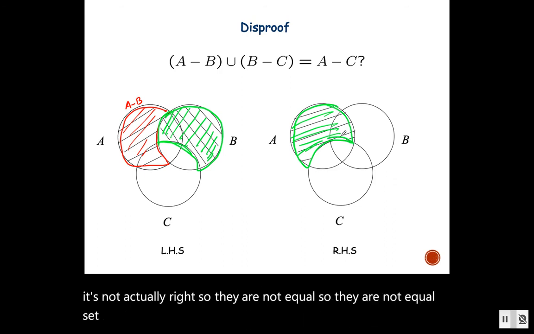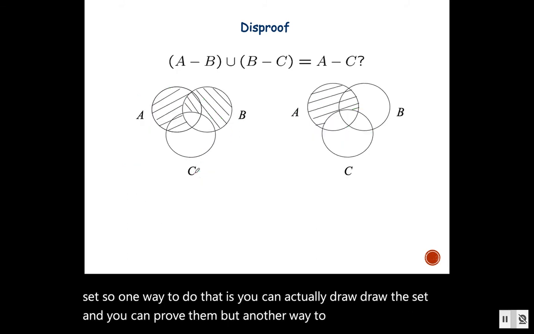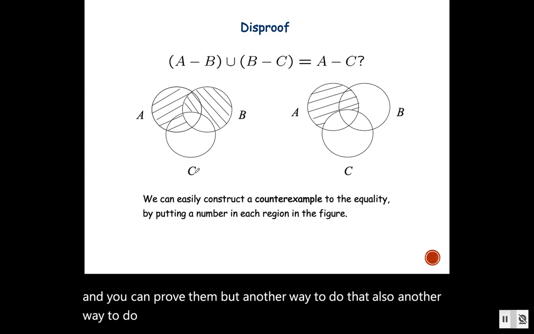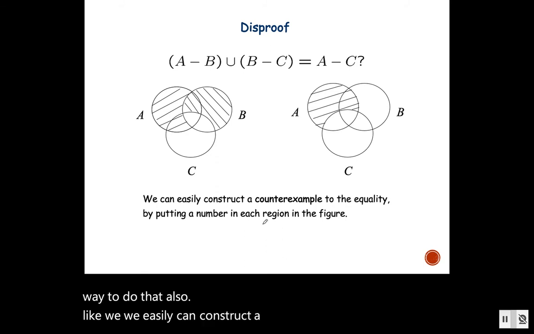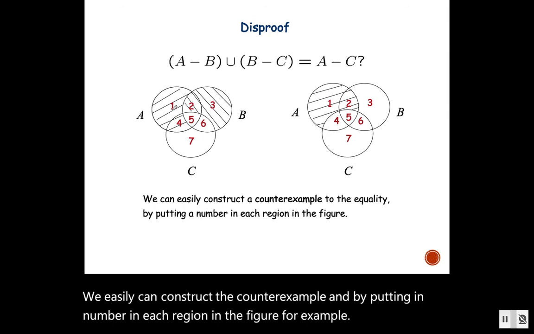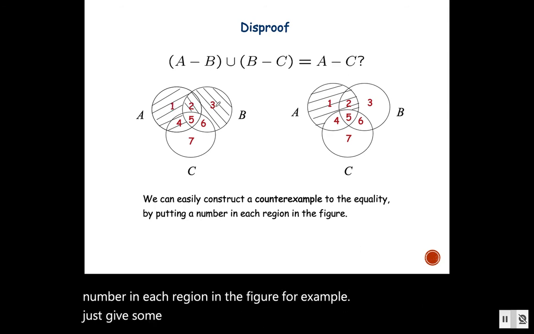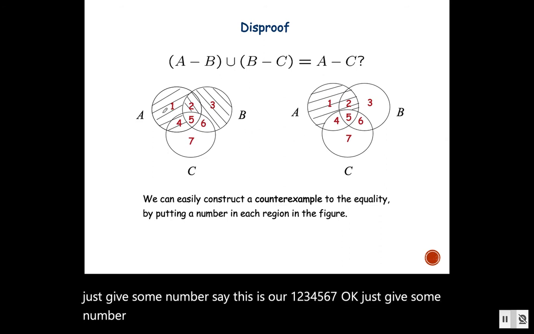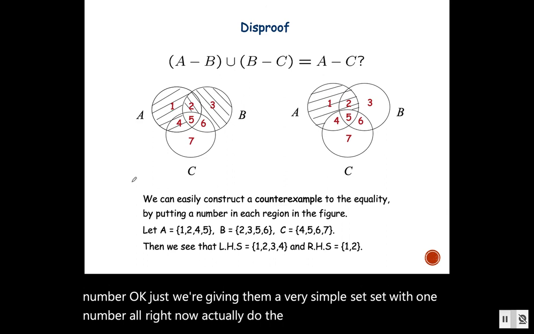So one way to do that is you can actually draw the sets and prove it. But another way is that we can easily construct a counterexample by putting a number in each region of the figure. For example, just give some numbers, say 1 2 3 4 5 6 7. We are giving them a very simple set with one number per region. Now actually do the set operations.